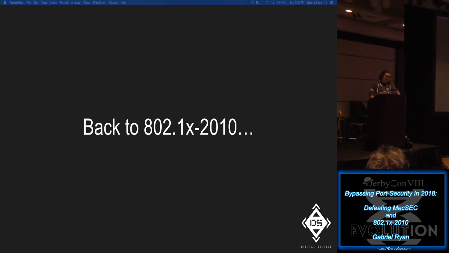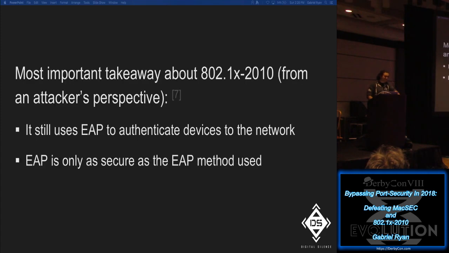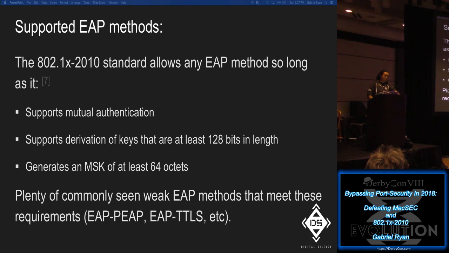So back to 802.1X-2010. The most important takeaway about 802.1X-2010 from an attacker's perspective is that it also still uses EAP to authenticate devices to the network. That EAP authentication has to happen before we benefit from any of the new stuff that 802.1X provides. And as we just discussed, EAP is only as secure as the EAP method used. Let's talk about some EAP methods that are supported by 802.1X-2010.